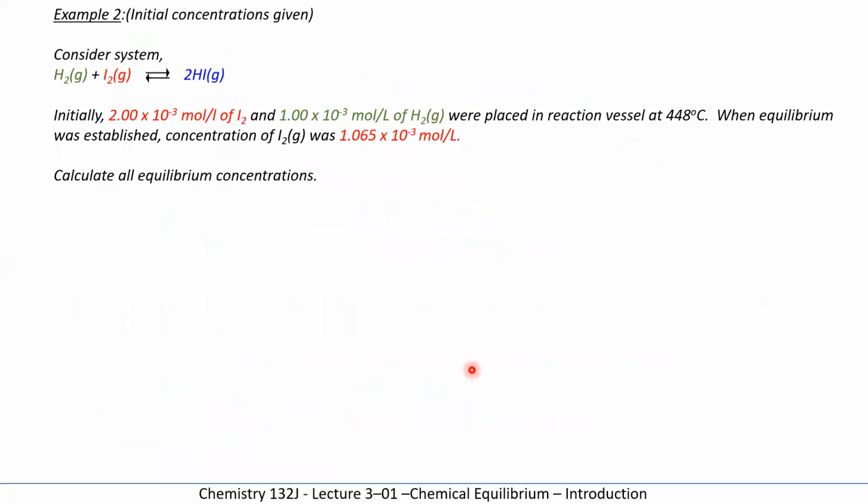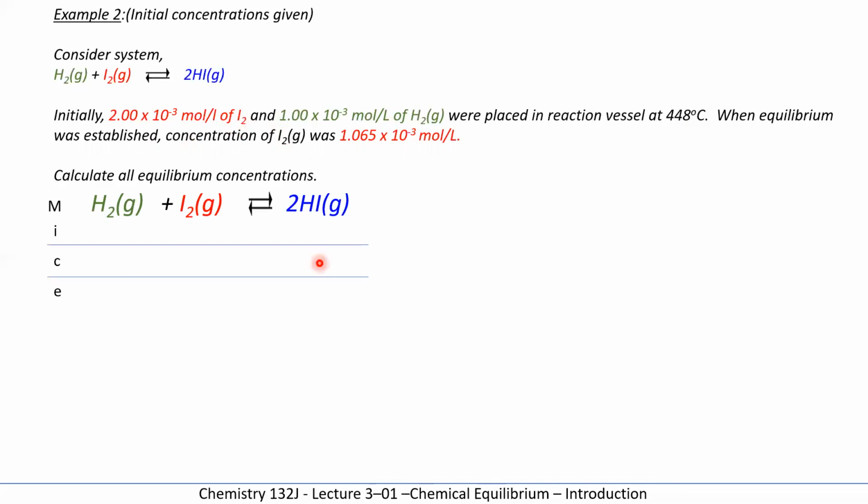Now I'm going to look at a second example of an equilibrium: hydrogen and iodine in equilibrium with hydrogen iodide. Noteworthy, there are 2 moles of hydrogen iodide for each mole of hydrogen and iodine. We're given the initial quantities of iodine and hydrogen, placed in the container. The system is not at equilibrium at that point, but equilibrium does get established, and the quantity of iodine has been found to drop to 1.065 times 10 to the minus 3. So we want to calculate all the equilibrium concentrations.